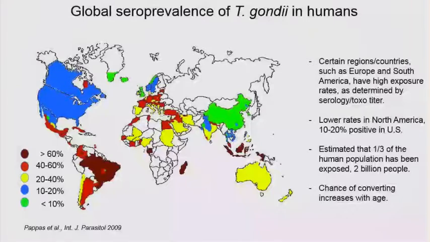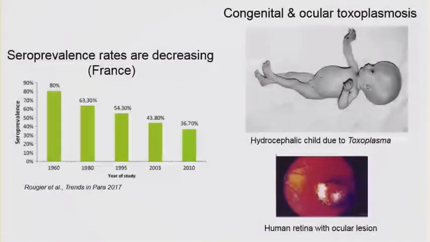Here in the States, there was a push in the 80s to make sure the pork meat is cooked at 165 degrees, and so the prevalence rates have been lower here in the States. Over time in France, it seems like with education, people becoming aware of this, prevalence rates have gone down over time.